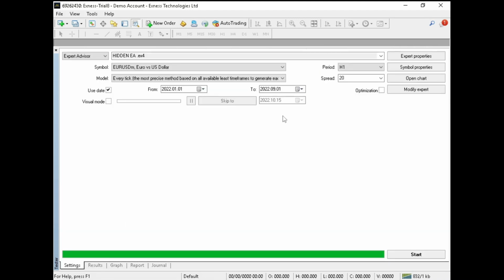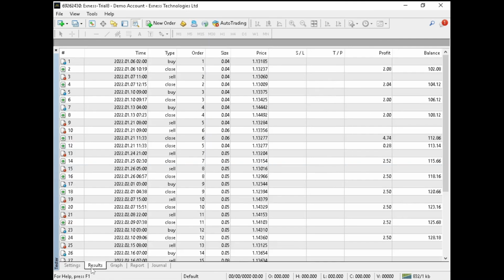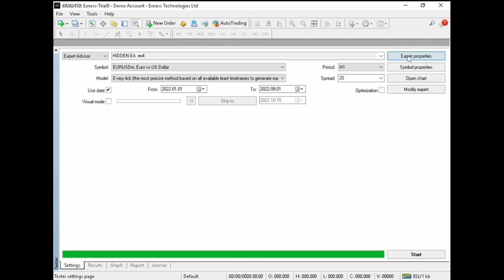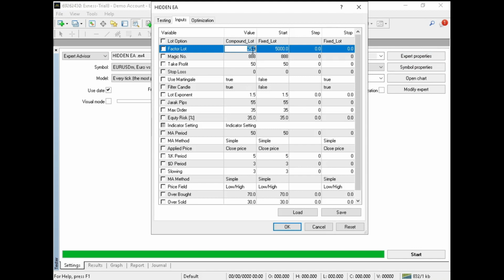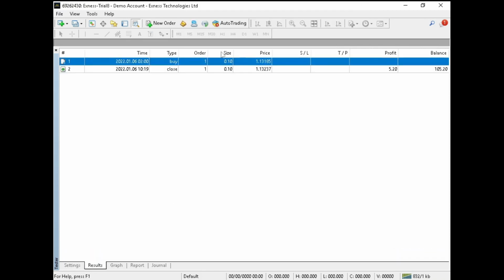I will give another example. I change the lot factor to 25. It means that every multiple of $25, the lot will increase by 0.01. The open transaction changes to 0.04 lot. I change the lot factor to 10, and the opening lot should have changed to 0.10 lots.